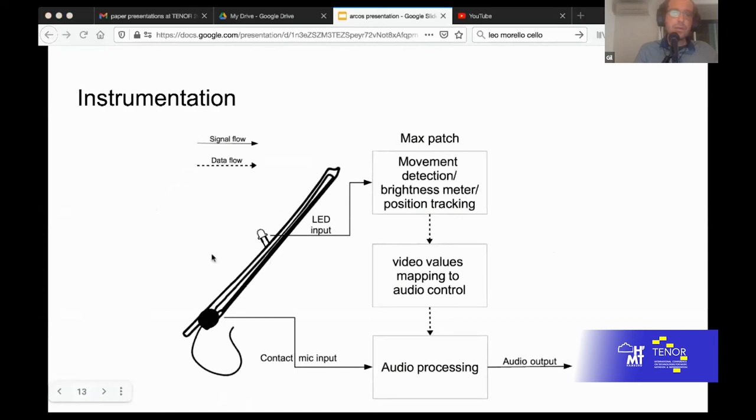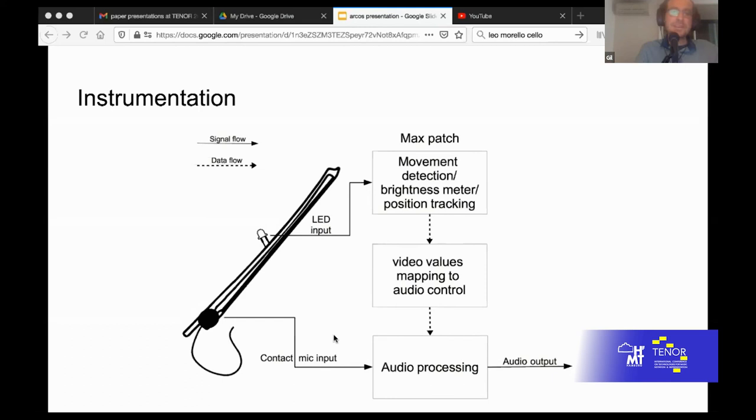And this is the construction of the bow. So the LED input is used for movement detection, brightness meter, position tracking, and then the video values are mapped to the audio control, and the audio input is from the bow itself. So it's kind of like a closed system, which allows for this bow to act as its own instrument.